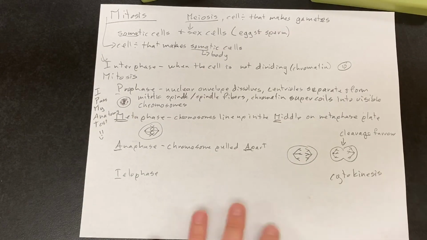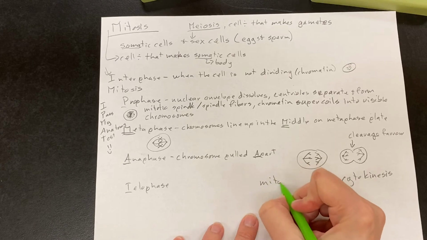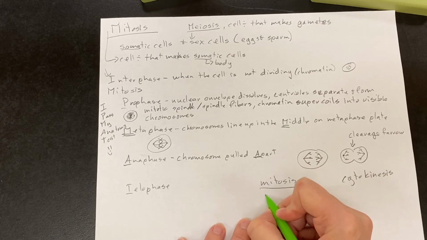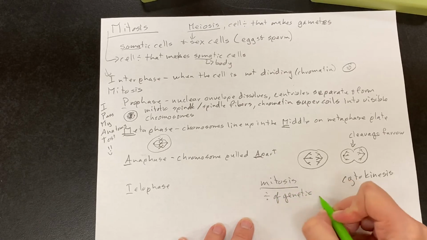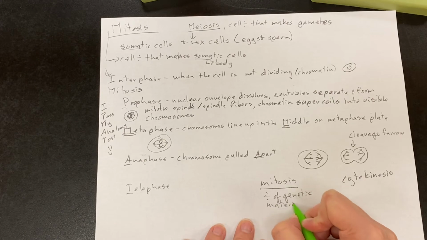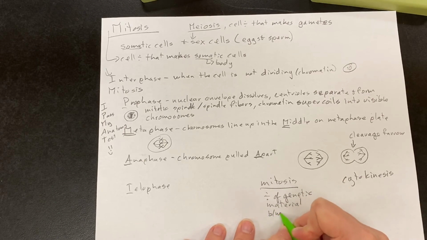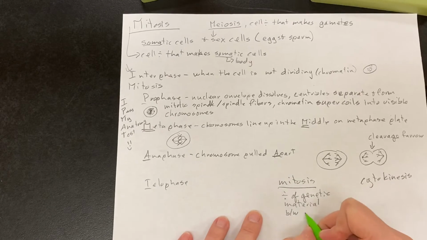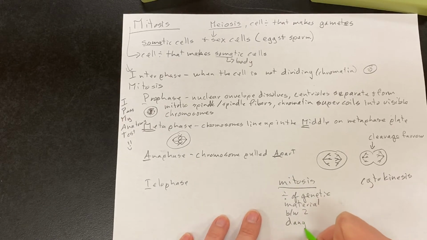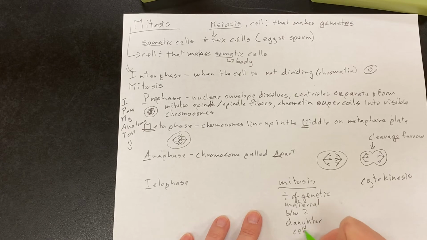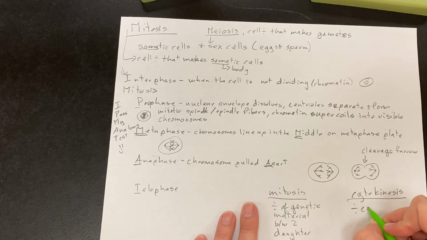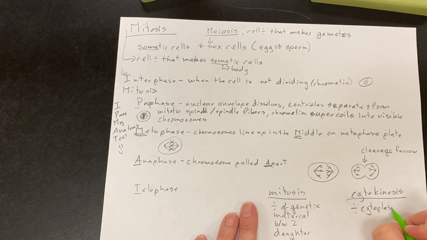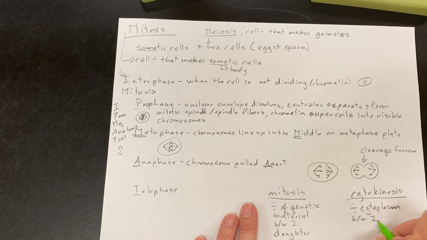Okay. Cytokinesis, so mitosis is the division of the genetic material between the two daughter cells. B/W means between. Two daughter cells. Cytokinesis is the division of the cytoplasm between two daughter cells.